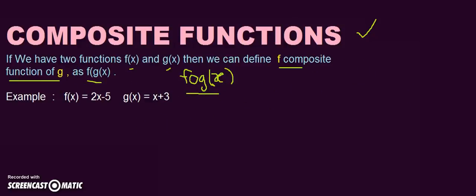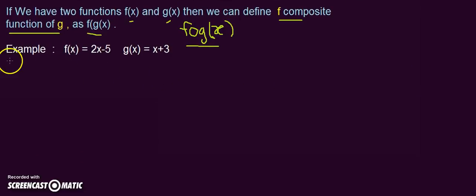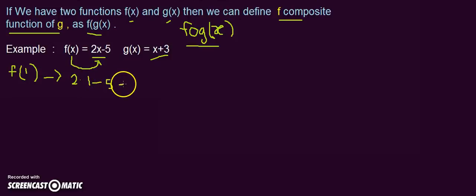Now we will consider some example. In this example, we have taken f of x is equal to 2x minus 5 and g of x is equal to x plus 3. That means, if I want to find f of 1, you have to substitute the value of 1 in x's place, which is equal to 2 into 1 minus 5. This results in 2 minus 5, which is equal to minus 3. So, this is my f of 1.